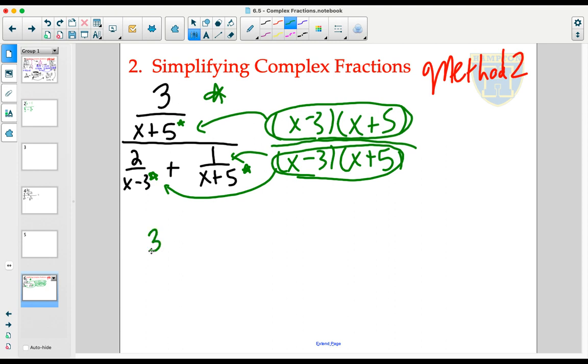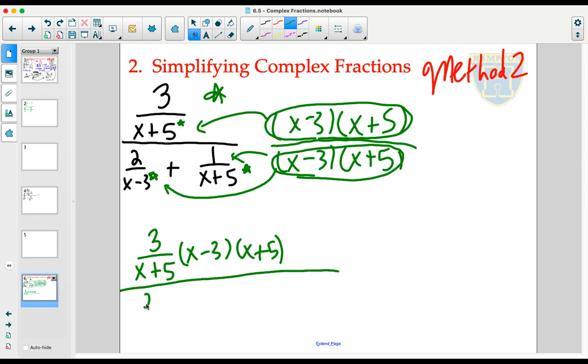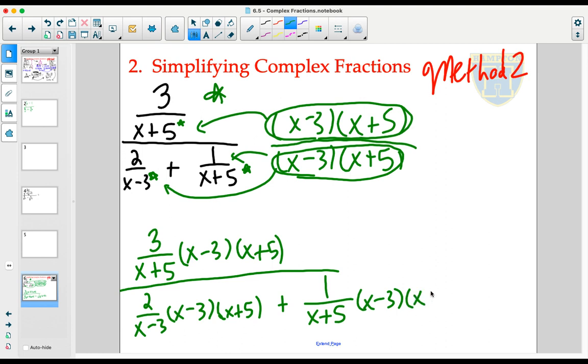So every fraction is going to get multiplied by that factor x minus 3 times x plus 5. Each of the fractions in the denominator are also going to get multiplied by that common denominator. And again, this only works because it's the common denominator of everything. It's not just the common denominator of the numerator or the denominator. It's the common denominator of all of the different fractions.